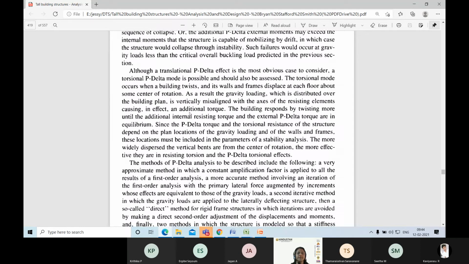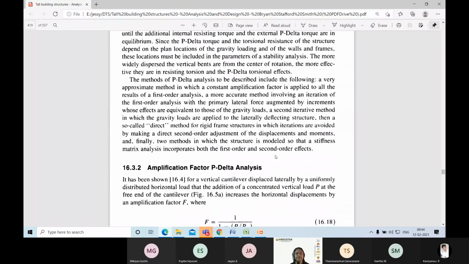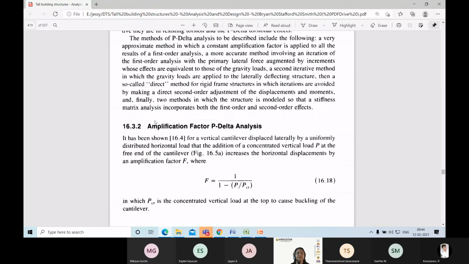It is explained elaborately, and I am not going to read everything about the translational buckling, torsional buckling, the P delta effect, and how the torsional effects come into play. All these are explained here. So how do we consider this P delta effect in our design? For that, an amplification factor is mentioned here. Why is it an amplification factor? Because the P delta effect moment is an additional moment that is coming. Along with the first order effect, you have to take that into consideration as well. So for that, an amplification factor is developed.